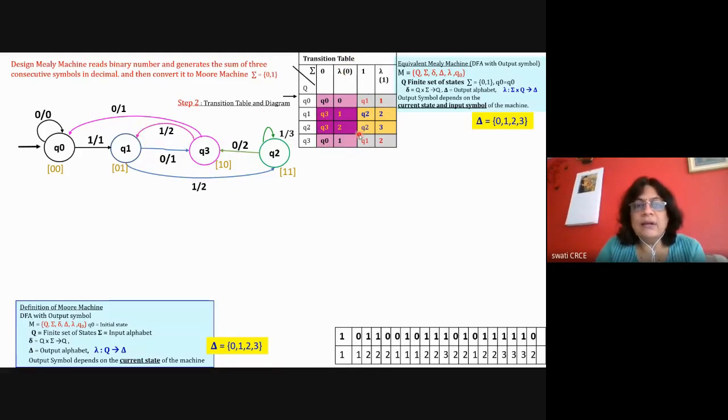In the table, I'm showing this with different colors. See here, for Q0 with 0, it goes to Q0 and the output is 0. Q0 with 1 goes to Q1, output is 1. Q1 with 0 goes to Q3, output is 1. Q1 with 1 goes to Q2, output is 2. Like this you create the table.